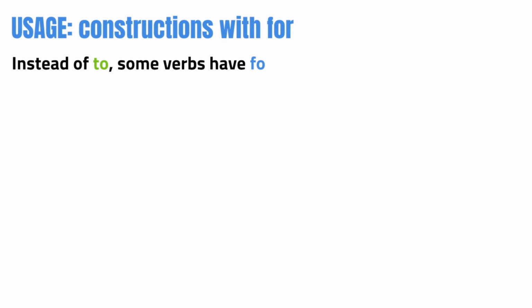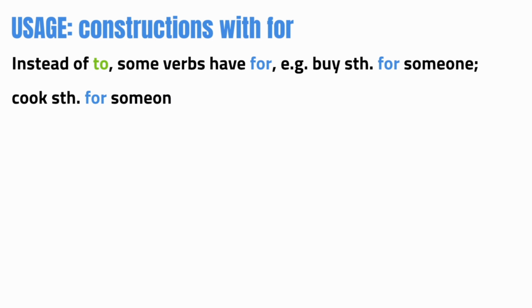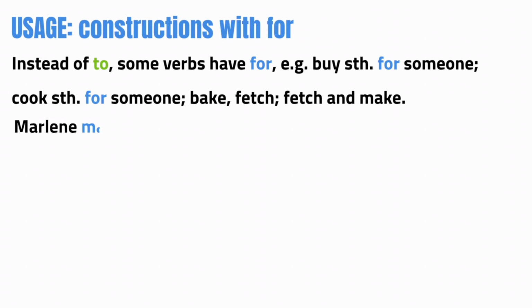But there are also constructions with for. Instead of to, some verbs have for. For example, buy something for somebody, cook something for someone, and also bake, fetch, and make.